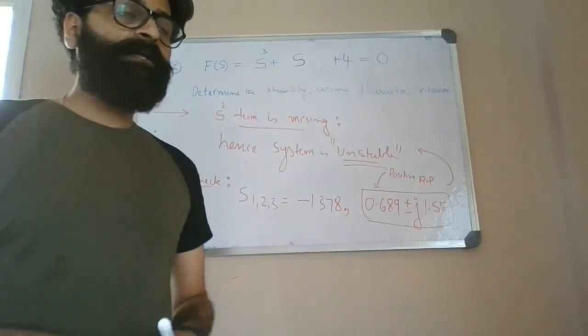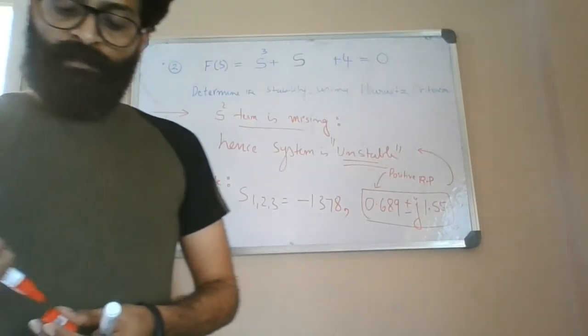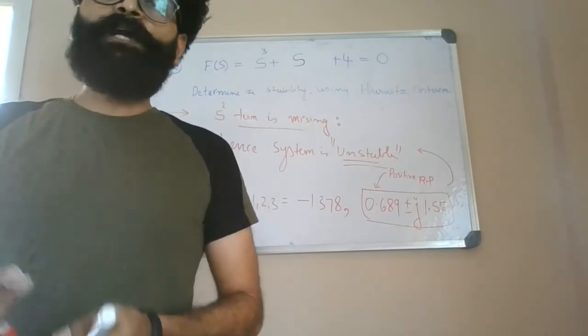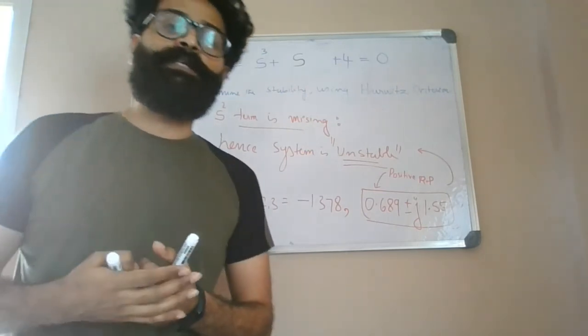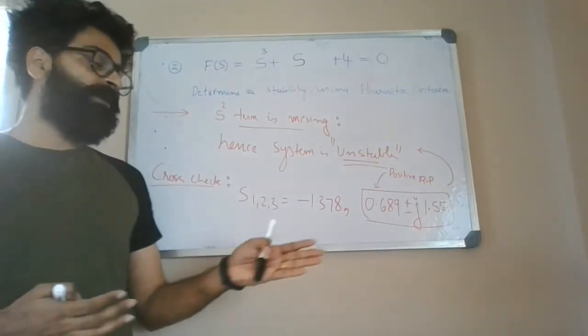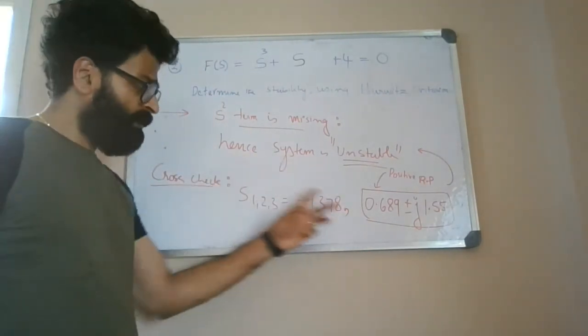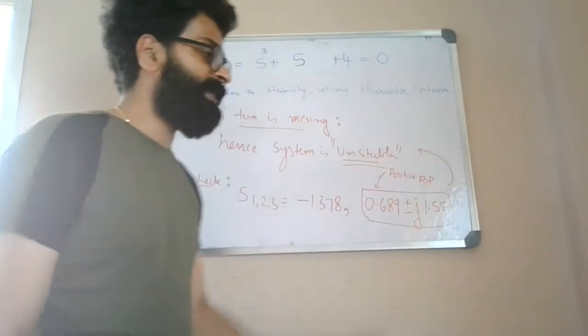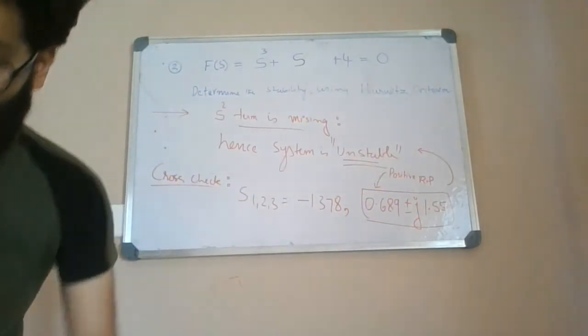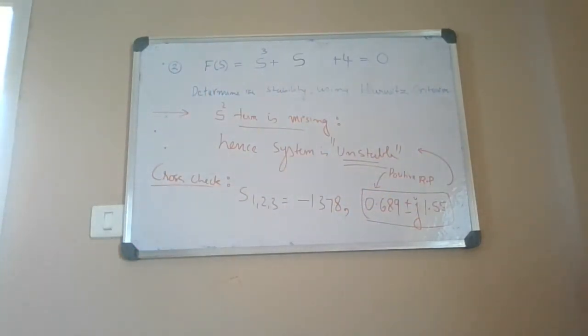For stability, you would want all the closed loop poles of the characteristic equation to be present on the LHS of the S plane. But here, out of three roots, two are present on the right hand side of the S plane. Hence, you can directly say the system is unstable. All right.